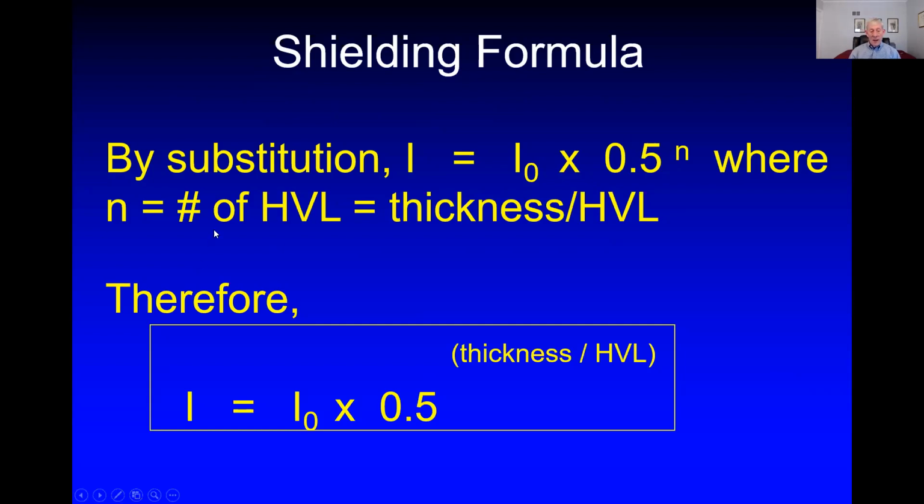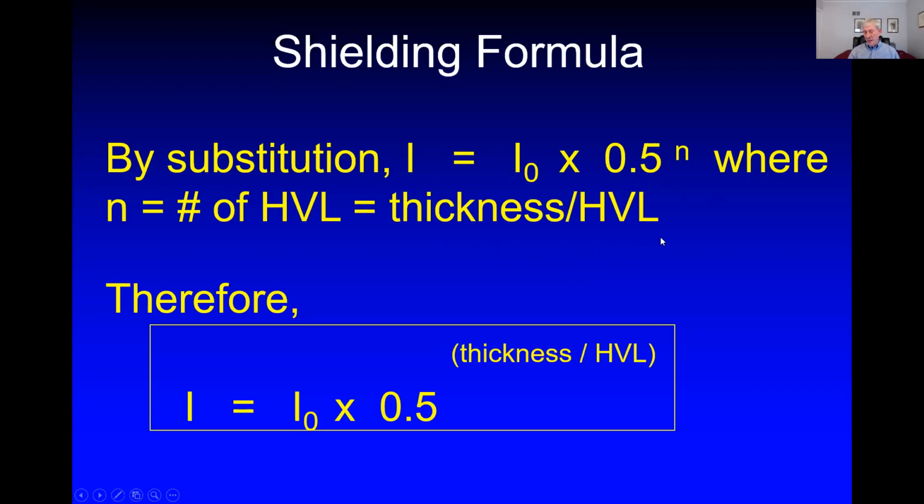And so how do we define n? The number of half-value layers is the thickness over HVL. My computer desk here is 4 centimeters thick. But if the thickness of that wood for technetium, the HVL, is only 1 centimeter. The thickness is 4, but an HVL is only 1 centimeter. How many HVLs do I have? I'm going to have 4, right? The thickness divided by HVL.